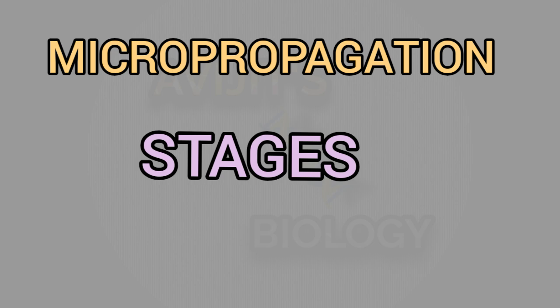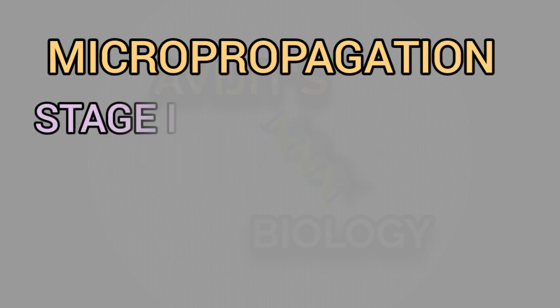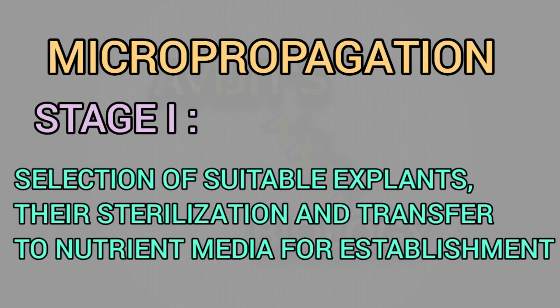So in the year 1974, Murashige outlined three major stages which are involved in micropropagation. And these three stages are: first of all, stage 1 is the selection of suitable explants and their sterilization and transfer to nutrient media for establishment. Actually, it is the initiation process of a sterile culture of the explant.